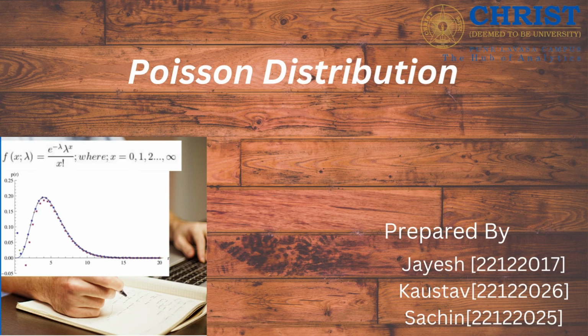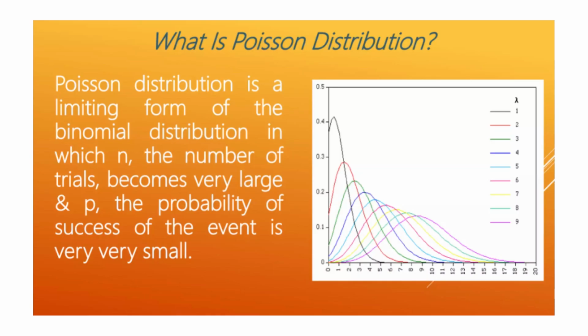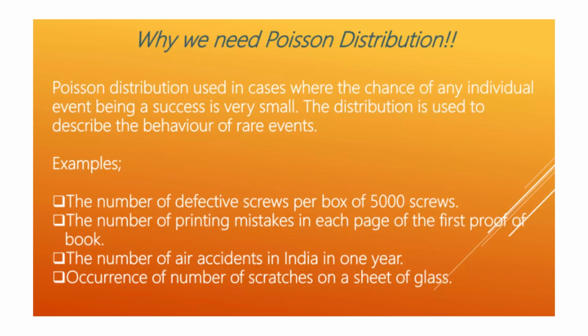So, what is Poisson's distribution? Poisson distribution is basically the limiting case of the binomial distribution in which n, the number of trials, becomes very large and p, the probability of success of the event, is very, very small, as you can see on the chart given on the right side.